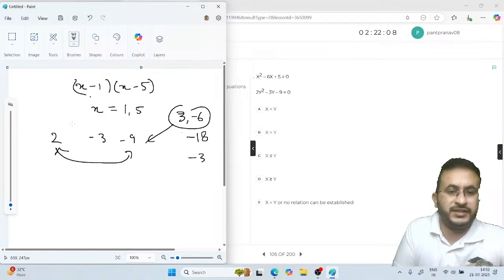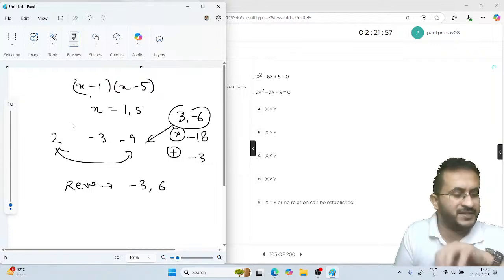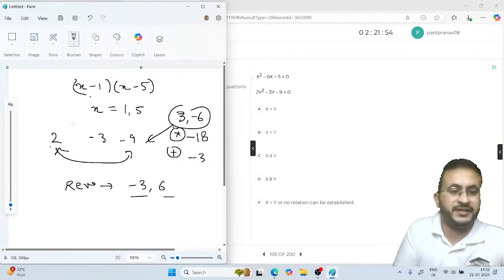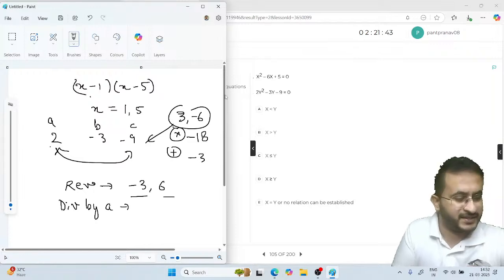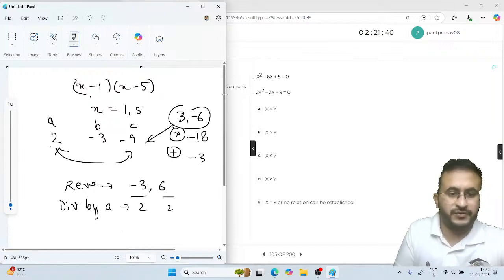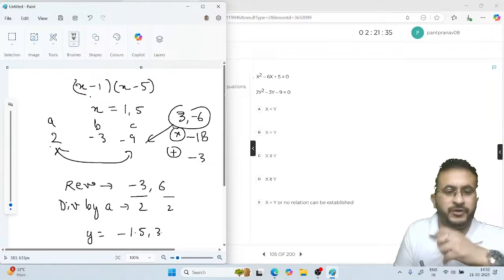We think of two numbers: when we multiply them this answer should come, when we add them this answer should come, right? Now what we do is reverse the sign. Reversing the sign will make it minus 3 and 6. Okay. First of all, think of numbers, reverse the sign and divide by A. A is basically the coefficient of the variable. So this is A, this is B, and this is C. So minus 3 by 2 and 6 by 2. So minus 1.5 and 3. Okay. So y is minus 1.5 and 3.